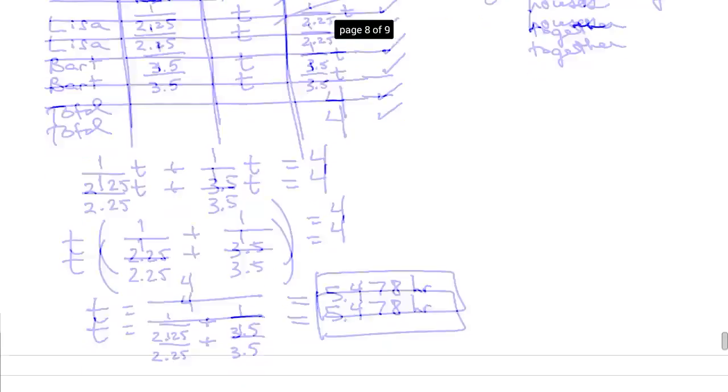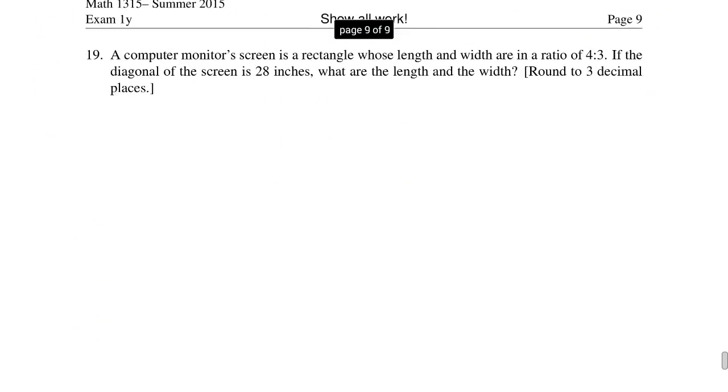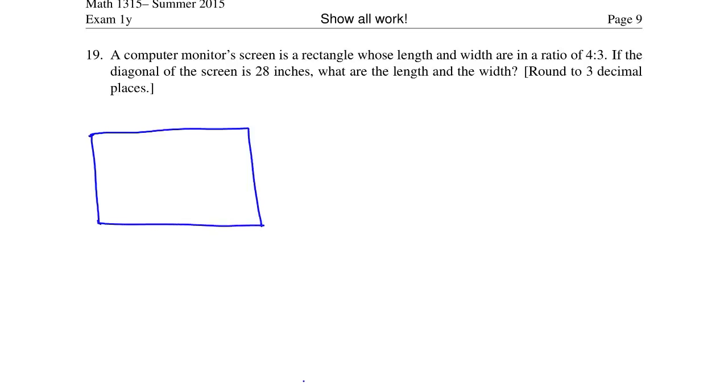Alright, question 19. A computer monitor screen is a rectangle whose length and width are in a ratio of 4 to 3. If the diagonal of the screen is 28 inches, what are the length and the width? Alright. So here's maybe what it looks like. Here's the diagonal, so that's 28.